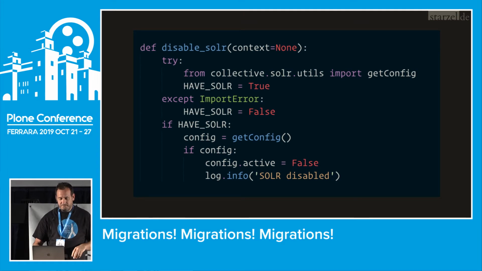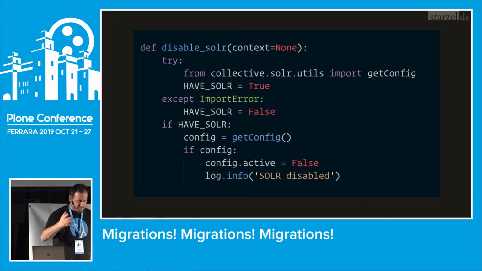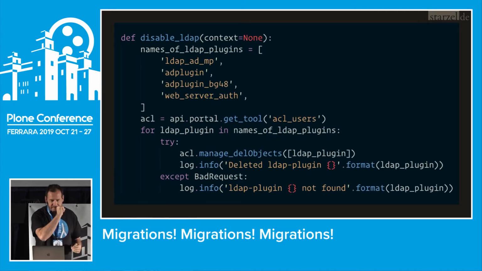So that's kind of easy things, but if you follow these simple patterns, you will be able to combine your upgrade steps into something that is easily reusable. Another example is this. It can run multiple times again. It can be run in different contexts. It disables a couple of LDAP authentication plugins and tries to delete them and logs it if it's there, doesn't log it if it isn't there.